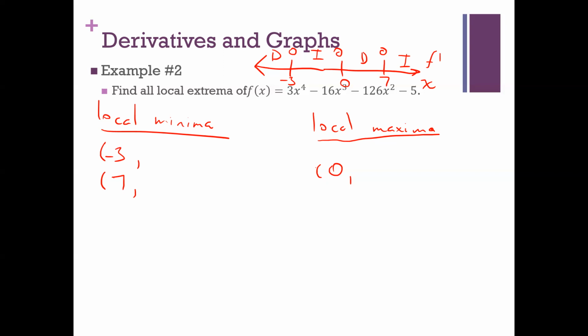So yes, I want f of 0, which is -5. The other ones we're going to need some technology to get. So our local minima. What is the y value that goes along with -3, Gary? -4,464. And what about 7? -4,464.